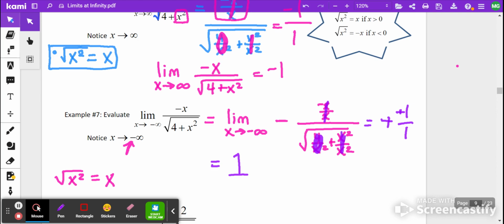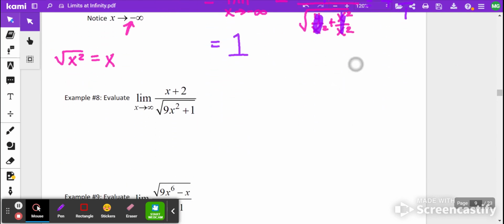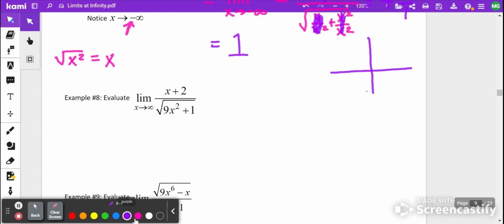And if you graphed that on your calculator, it would look something like this. It's approaching positive 1 as it goes to negative infinity. It's approaching negative 1 as it goes to positive infinity. So that's what that graph would look like.